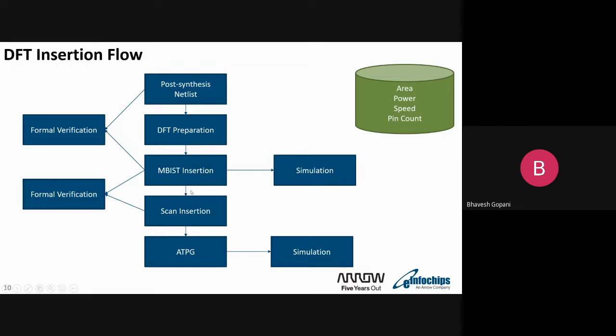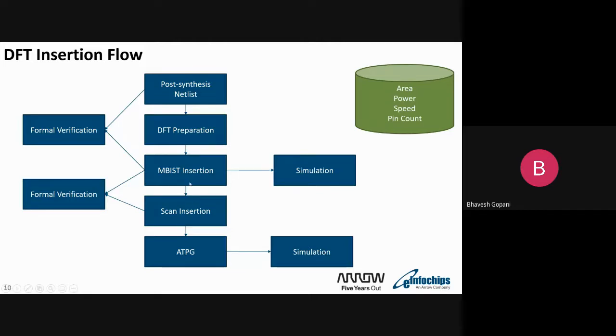M-based insertion is only for the memories to be tested, or how many memories are there and how we can test. For that, we need to do the M-based insertion, and the scan insertion is for the remaining all the logic. So once the scan insertion is done, what the next thing is for us is the ATPG. So pattern generation, vector generation, automatic test pattern generation. So ATPG has also its own flow. And once the ATPG is done, next thing would be simulation.